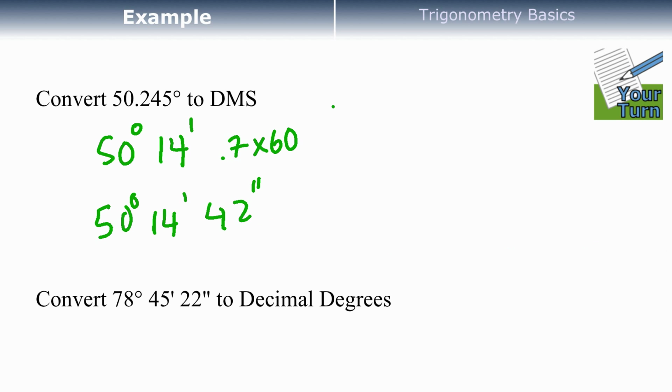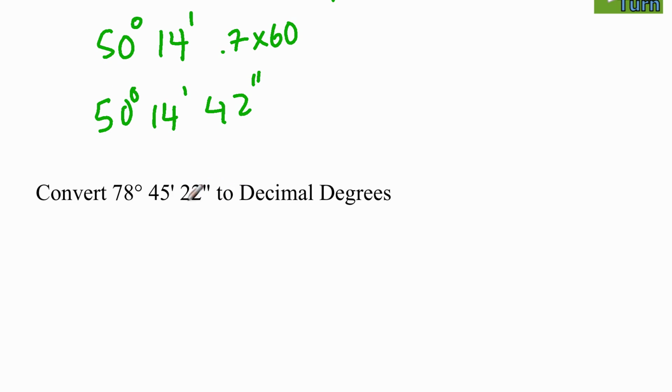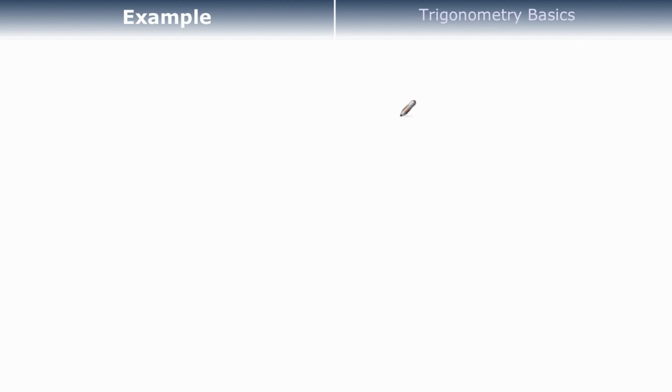42 seconds. Okay, to go the other way, take this divided by 60. 22 divided by 60 is 0.366. Add that to the 45, so plus 45. And then divide that by 60. So it's going to be 78 degrees and 0.75, 0.76, call it. 78.76 degrees. Okay, hopefully that helps you out with Trig basics.